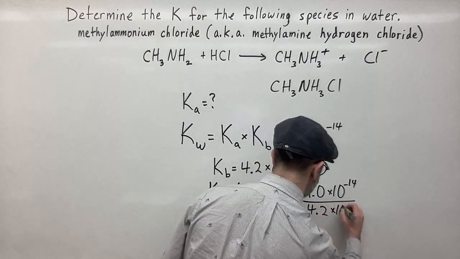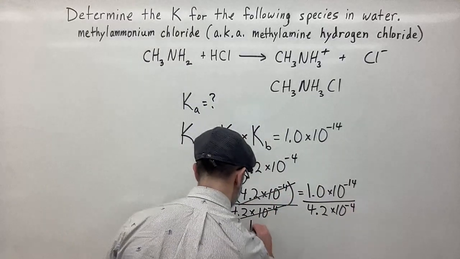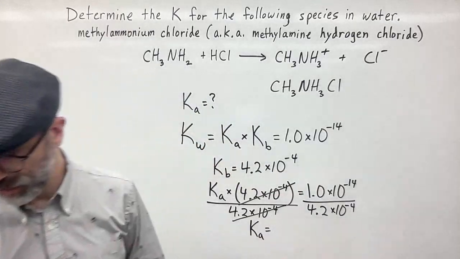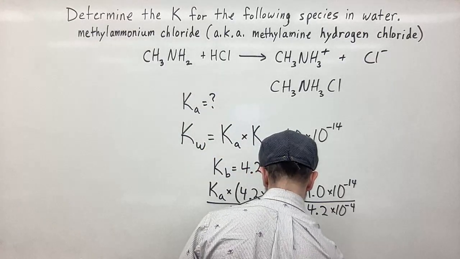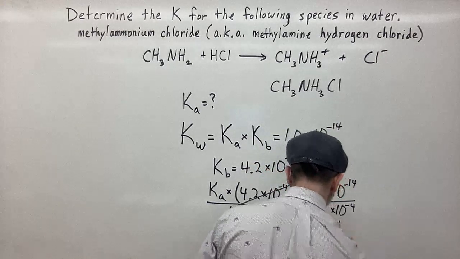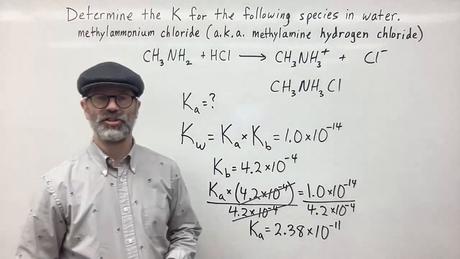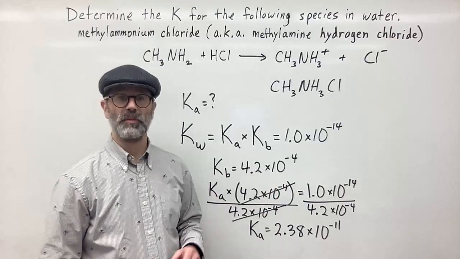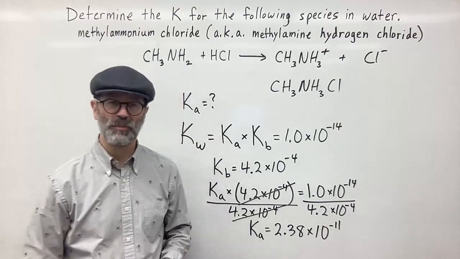That's going to cancel out. And then you get Ka is equal to this. Divide that and you get 2.38 times 10 to the negative 11, I believe. Yes. So that, ladies and gentlemen, is how you find the K value of your methylamine hydrogen chloride or your methylammonium chloride. I hope you enjoyed this video.